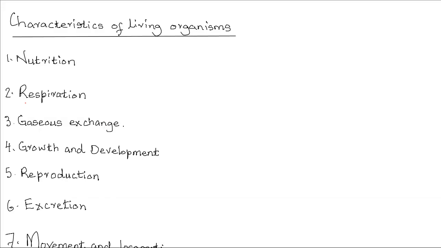Characteristics of living organisms. All living organisms show the following characteristics. Number 1, nutrition. This is a process where organisms obtain food and utilize it. Plants manufacture their own food, while other organisms feed on already manufactured food. Non-living things do not feed. So one way of distinguishing between living and non-living is nutrition.